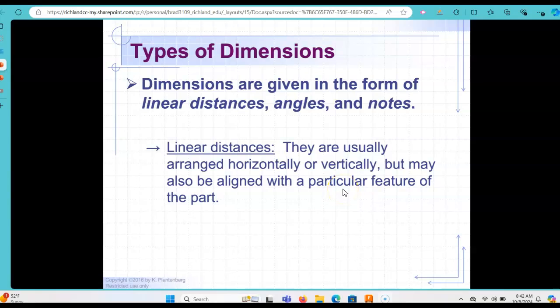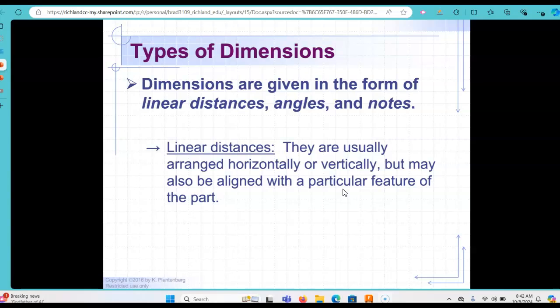All right, in part one of our video on dimensions and dimensioning, we talked about the different line types that we use for dimensioning and dimensioning techniques. So now we're going to start with the different types of dimensions. And generally we have linear distances, angles, and notes as part of our types of dimensions.